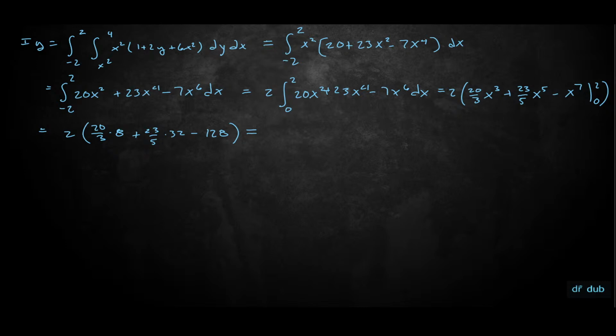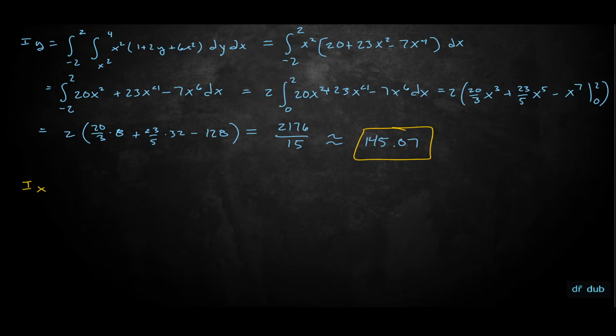And let's see what that's going to be. 20 times 8 over 3 plus 23 times 32 over 5 minus 128. Multiply that by 2. And we get 2176 over 15, which is about 145.07. So the moment of inertia around the x-axis is much larger.